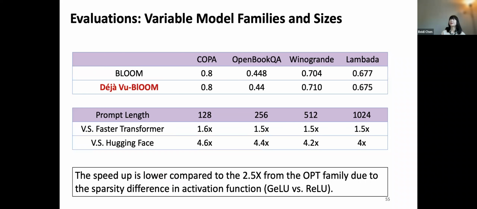All right, so the next evaluation is on different model families. For example, Bloom, which uses GeLU instead of ReLU. Compared to the OPT family, which uses ReLU, where the output is strictly 0 after the activation, the speedup is lower, only up to about 1.6x. I think it's because of this GeLU and ReLU difference.